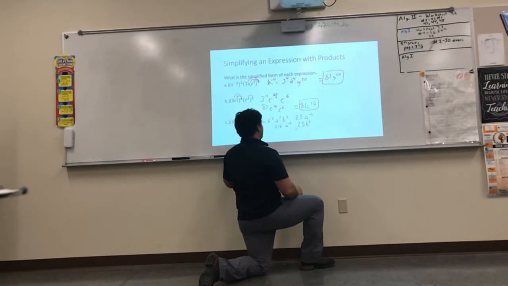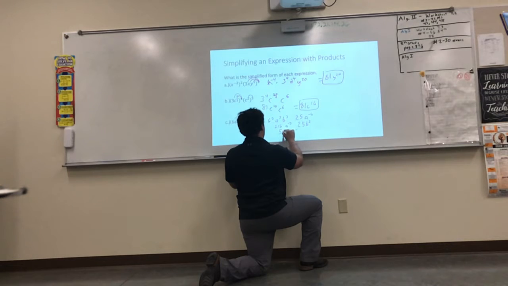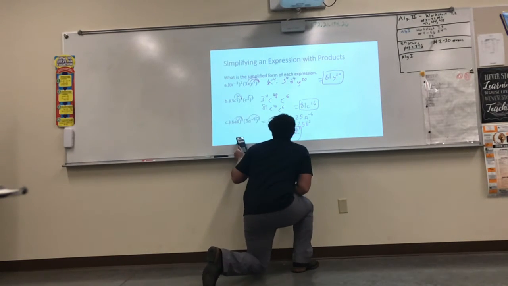Alright, we have to multiply these two together. 216 times 25 is 5,400. Alright, A's got to go to the bottom to get rid of that, so we're going to have a to the third to the bottom. The b to the third is going to stay on top. There's my answer for that one.